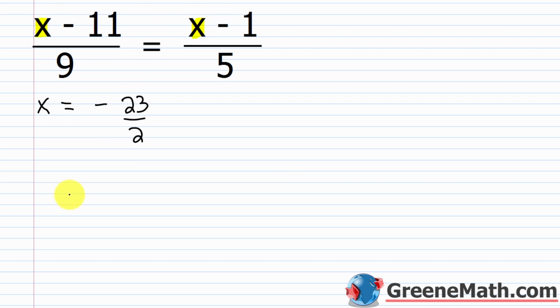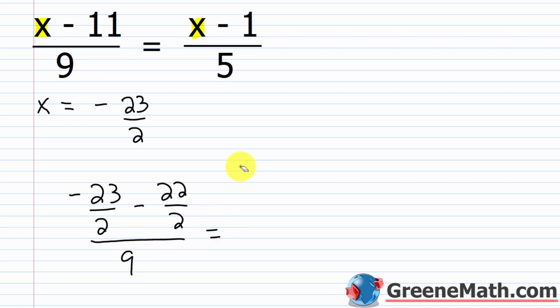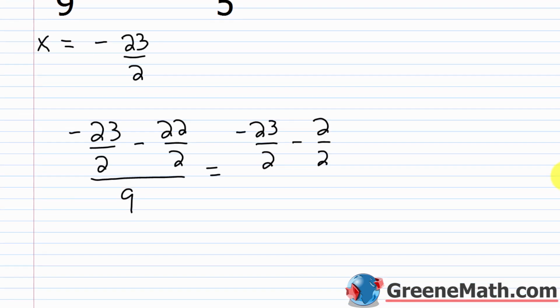So I'm going to start out with negative 23 halves minus 11. I'm going to make this easy on myself and just write this 11 as 22 over 2. Right, so I have a common denominator. Then this is over 9. And we're saying this is equal to, up here we have x, so we're going to say negative 23 halves minus 1. I'm just going to write 2 over 2. Right, again, so I have a common denominator. Then this is over 5.